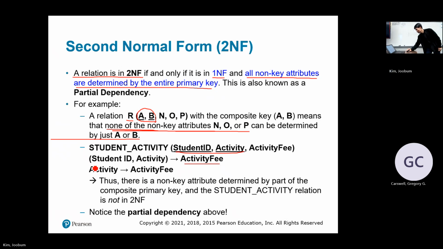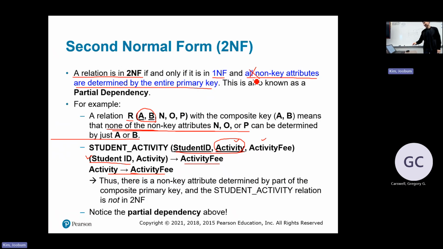If we know the activity, we are able to calculate the fee. So this relationship makes sense. And then take a look at activity and activity fee. If you know the activity, we are able to calculate the fee without student ID. Activity determines activity fee, right? So what is the definition of the second normal form? All non-key attributes are determined by the entire primary key. But in this case, the activity, part of the primary key, determines the non-key attribute activity fee. So it violates this condition. Make sense?